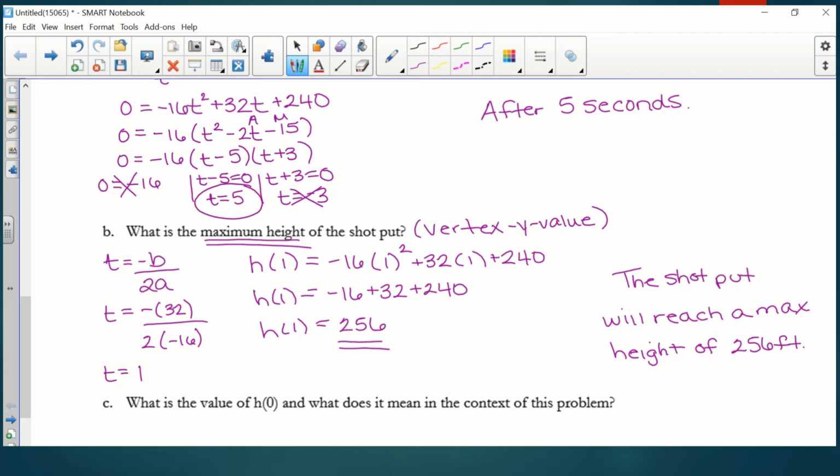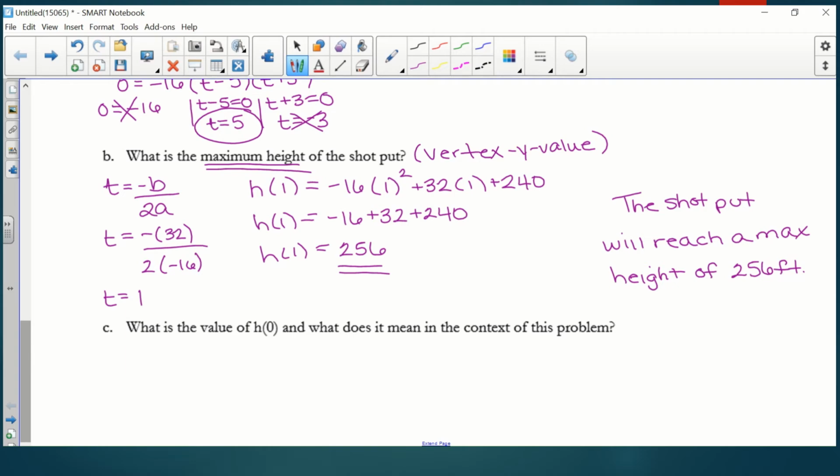Okay, what is the value of h of 0? Think about your function notation with this one. What is the value of h of 0, and what does it mean in the context of this problem? h of 0 means we are plugging in 0 for t everywhere we see it. So everywhere I see a t, I'm going to plug in 0. So h of 0, when I simplify, is 240.